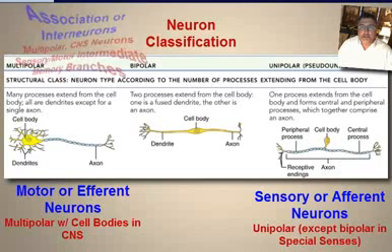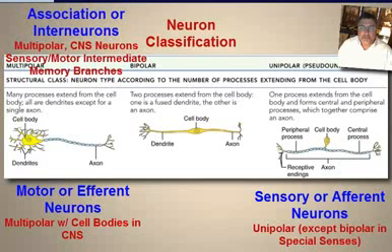Now, there's one type of neuron we haven't spoken of that really makes up the vast majority of the neurons. It's called an association neuron or interneuron. Association neurons are going to be mostly multipolar. They're going to be confined to the central nervous system. They're going to function as intermediates between the sensory and the motor, especially where we would find complex integration occurring. And they make up over 99% of all the neurons.